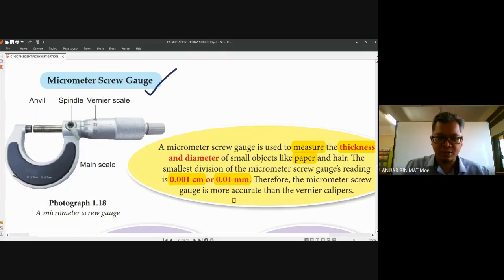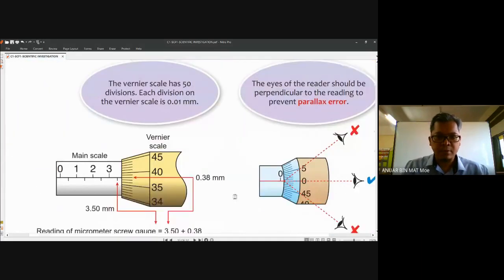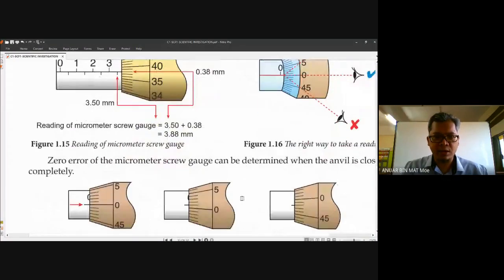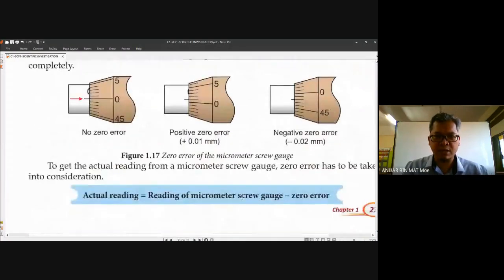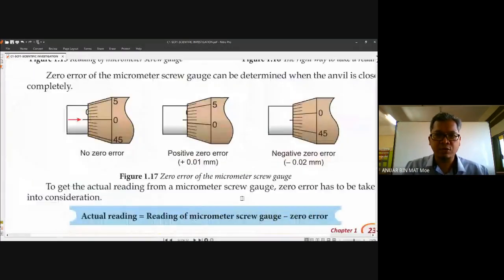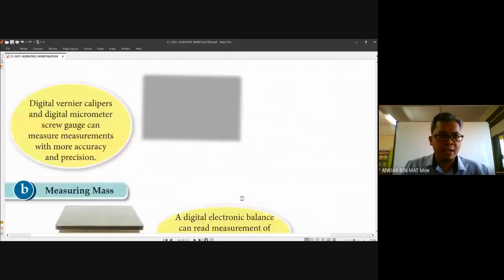Now this one also I will skip. I will explain to you later about how to use the gauge here, right? Okay. Next one.